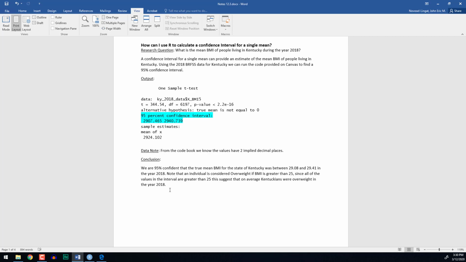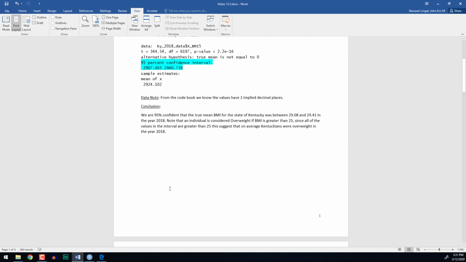Note that an individual is considered overweight if BMI is greater than 25. Since all of the values in the interval are greater than 25, this suggests that on average, Kentuckians were overweight in the year 2018. The part that I have here, the on average, is very important, because we're learning about the population mean. So our conclusions need to be in terms of average BMI. All right.